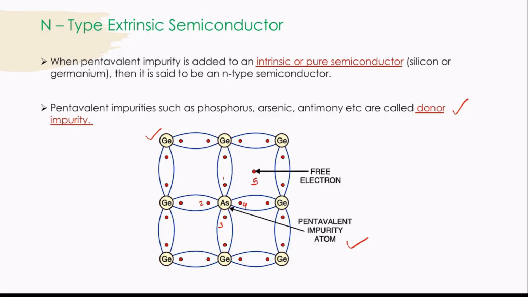Now these 4 valence electrons in the germanium are covalently bonded with 4 valence electrons in the arsenic, that is 1, 2, 3 and 4. Now these are the 4 covalent bonds which are formed between the germanium and the arsenic atoms. But 1 valence electron will be left free in the outermost orbit, and that is this one. This is the free electron in the outermost orbit of the arsenic atom. So this is how the N-type extrinsic semiconductor is doped into the intrinsic semiconductor.